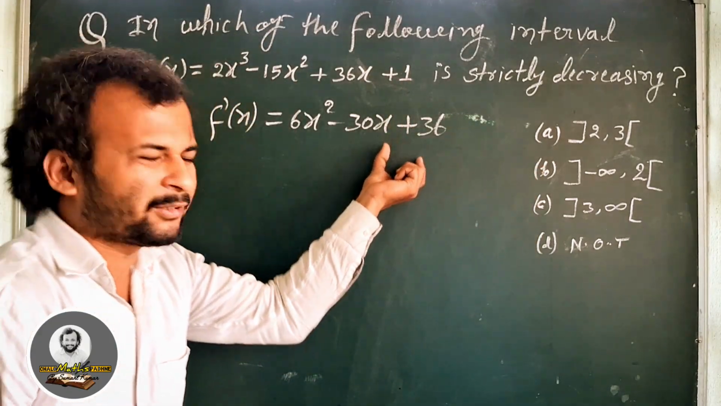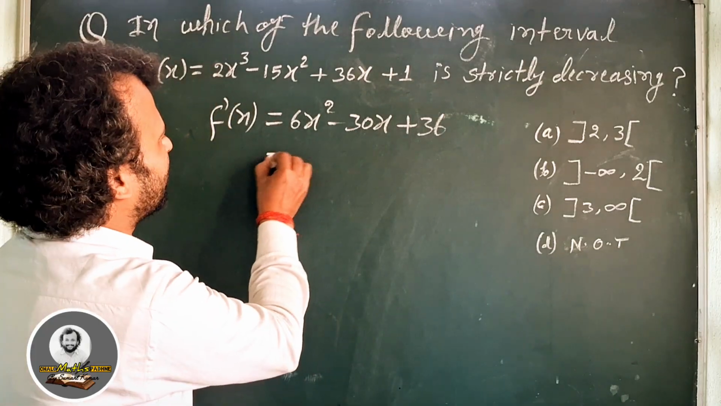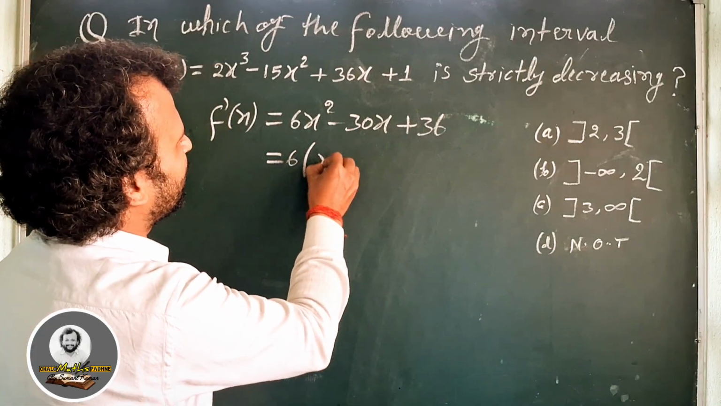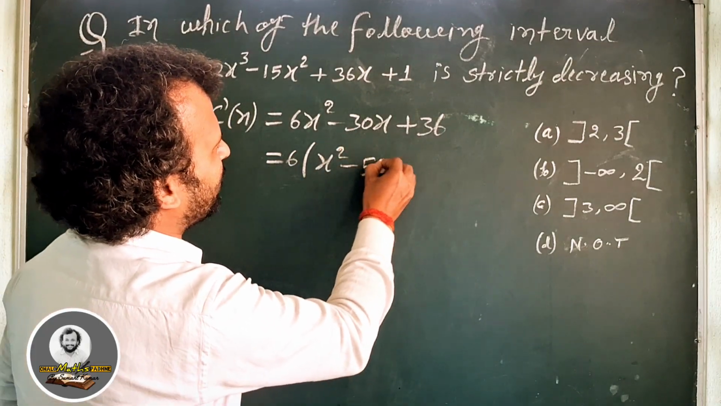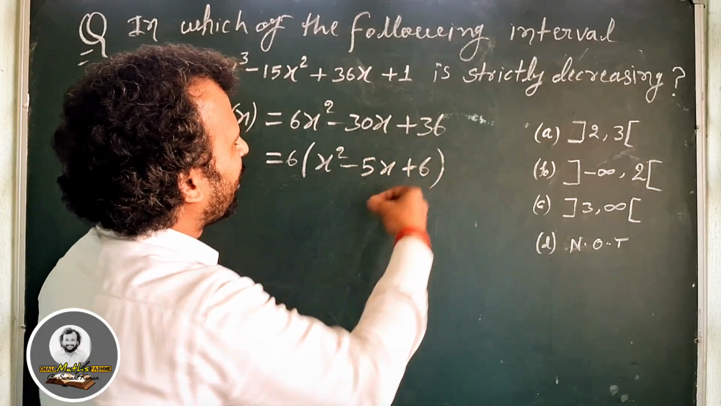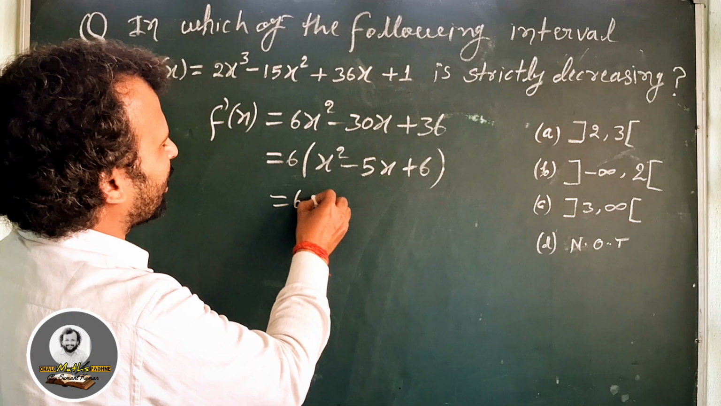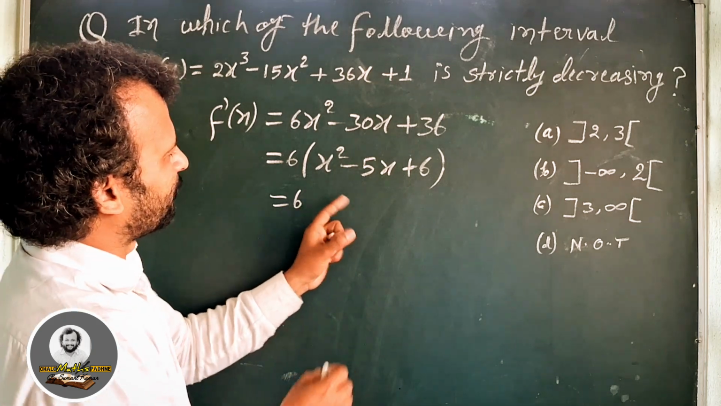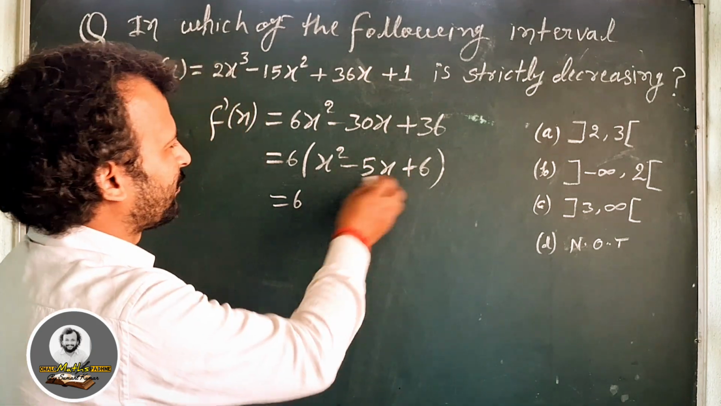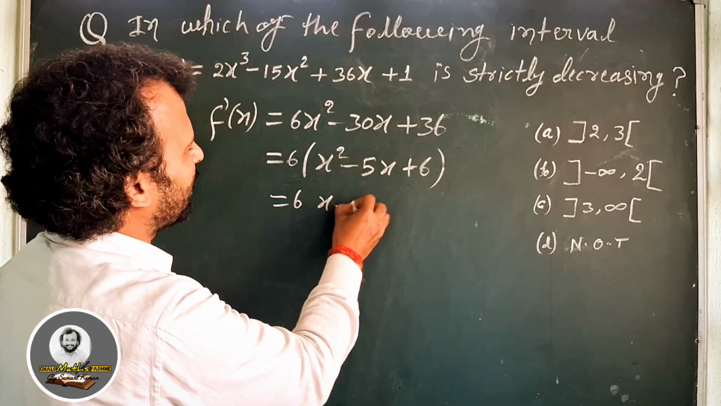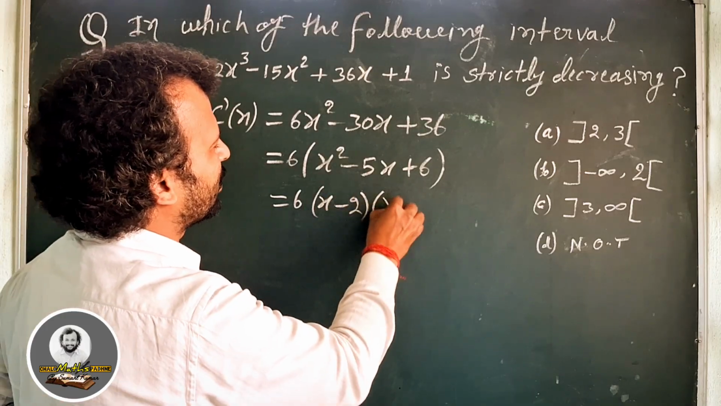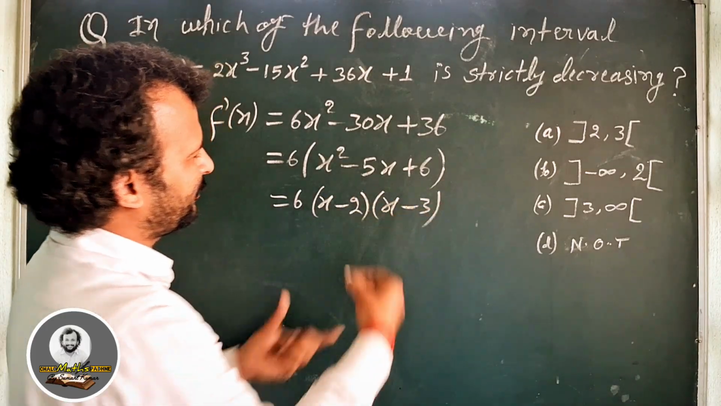Now we take 6 common from each term, then we get here 6 into x square minus 5x plus 6, and now we factorize this. By middle term splitting we can factorize it, and we get here (x minus 2) into (x minus 3). You can check by multiplying, right?